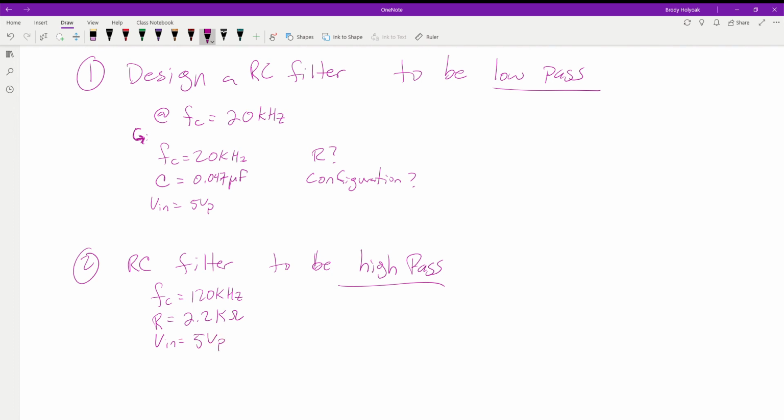So like I said, take what we've learned in this example and what we were talking about to go through and solve for these things, work it backwards, solve for the components we need, and again, we need to know what the R value is for the second one and the configuration for it. How is it laid out?